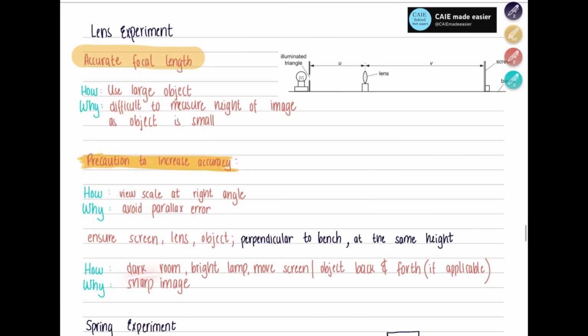Next, if you want to have a sharp image, conduct the experiment in a dark room and use a bright lamp. And if applicable, for example, if in the question they are moving the screen or the object, move it back and forth until you get the sharp image. Now, you have to be careful what they are moving in that question, because sometimes if you say move the object, but they are moving the screen, you will not get the mark. Okay, so take care of that.